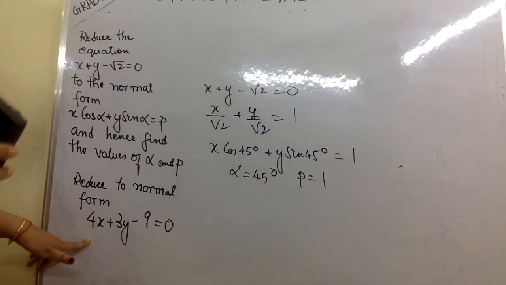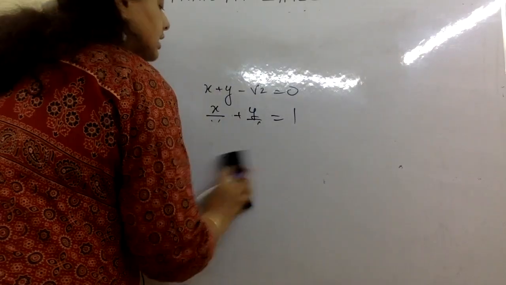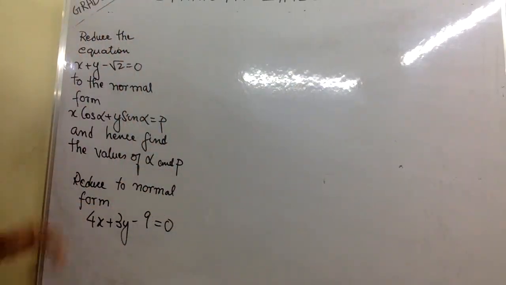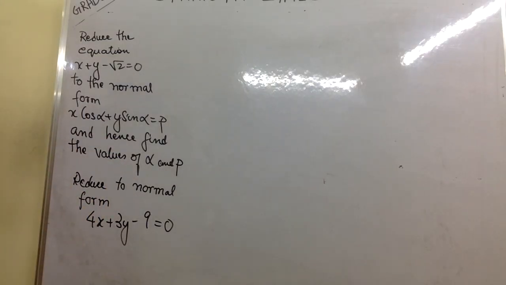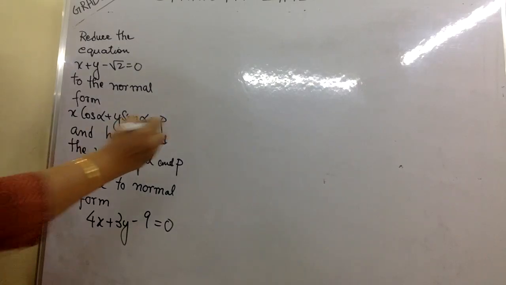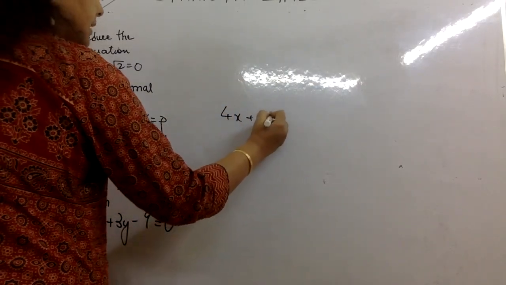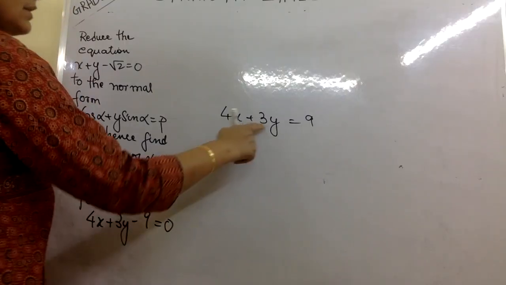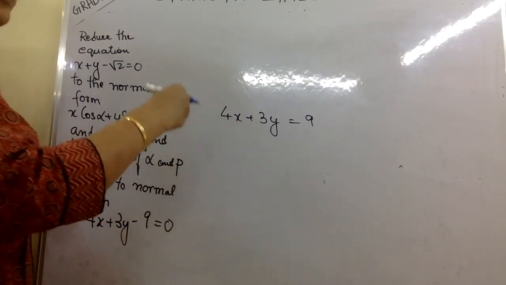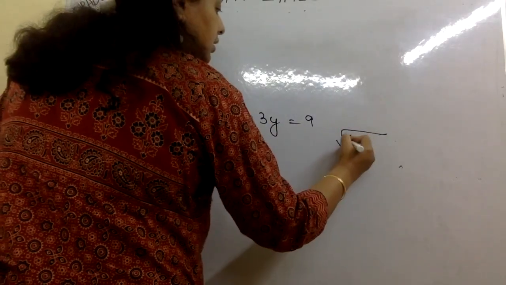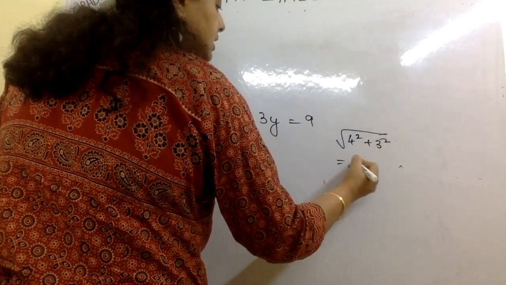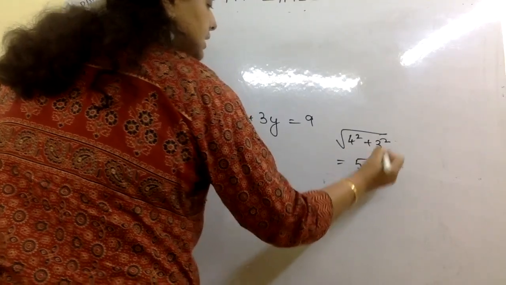Reduce to normal form. Here is another question. Okay, so reduce to normal form. They are not saying find alpha and p here. So here there is a small problem. What we can do here is 4x plus 3y is equal to 9. Take these two and find the root of the squares of this. That is root over 4 square plus 3 square, which is 16 plus 9, 25, that is 5.